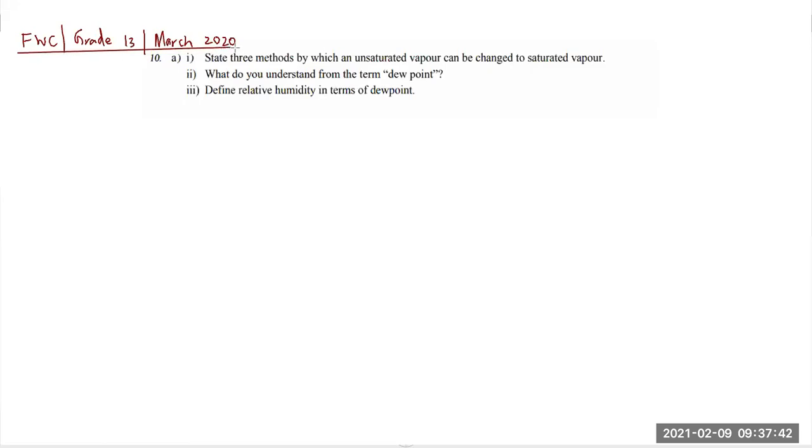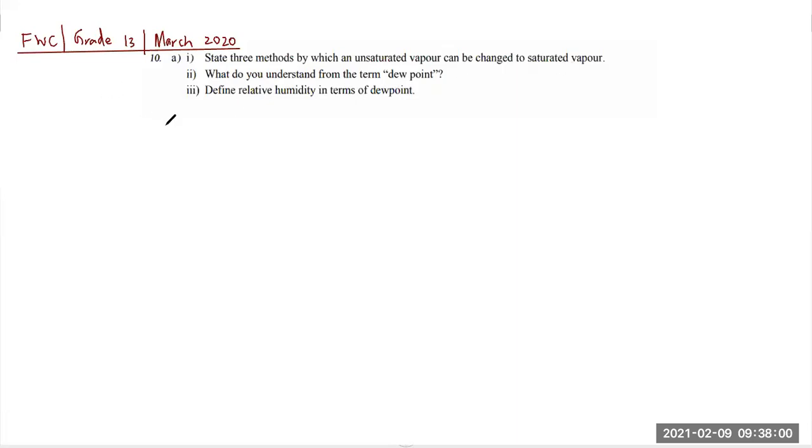FWC paper, grade 13, March 2020. Second term paper, grade 13. And this is an essay question relating to humidity, concepts of humidity. Let's get started. This is the first part, A part, and it says state three methods by which an unsaturated vapor can be changed to saturated vapor.